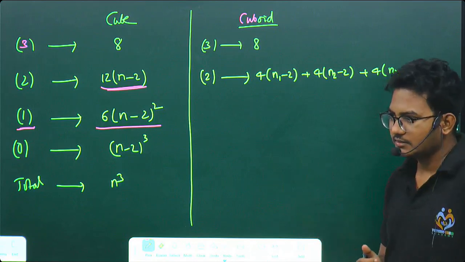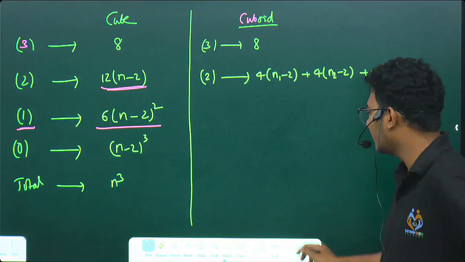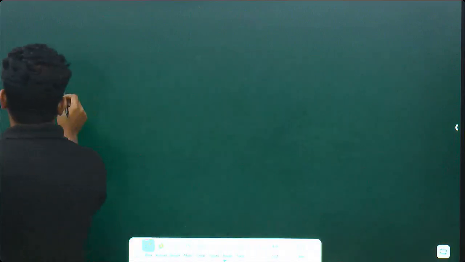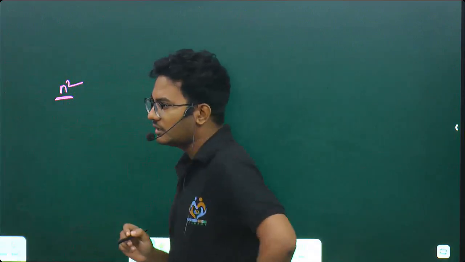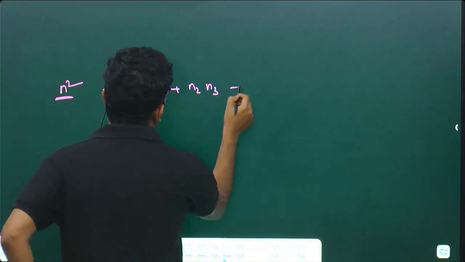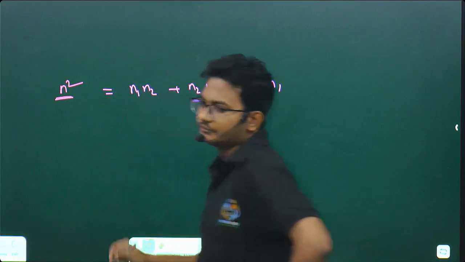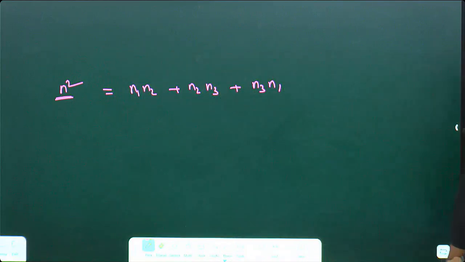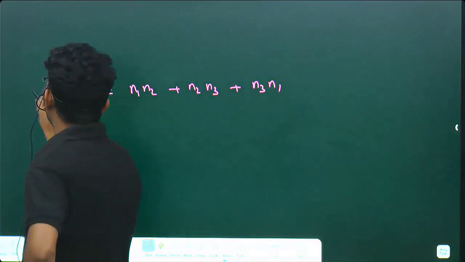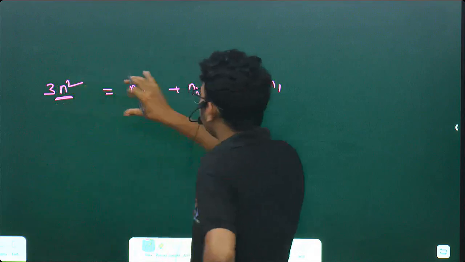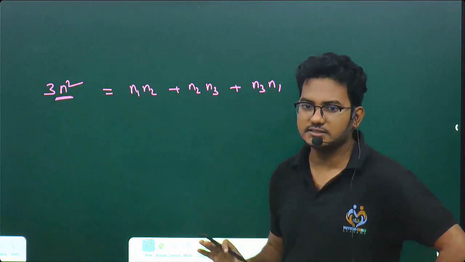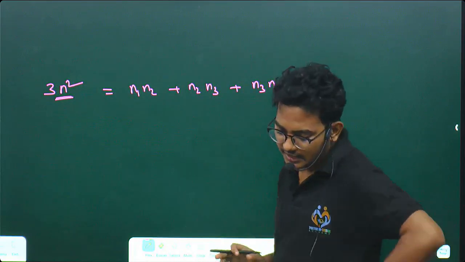We have to divide this into 3 parts again. How will we divide? For a square, if we have to divide into 3 parts, then the formula is n1 n2, n2 n3, n3 n1. Understood? So if we have 3n square, then we'll divide that like this.